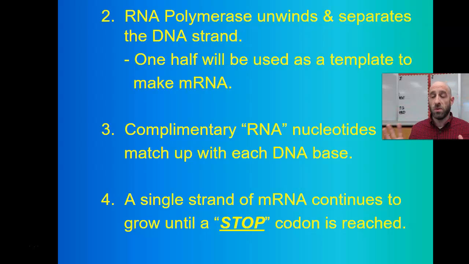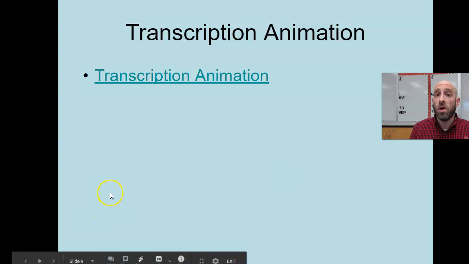So just to go back to my analogy here, if I have a sentence, I know when the sentence starts because it has a capital letter. And I know when it ends because it has a period or an exclamation point or a question mark. So think of the promoter as the capital letter and think of the stop codon as the period at the end of the sentence that tells it when to stop. So I want to show you an animation real quick that will hopefully help you to understand this.